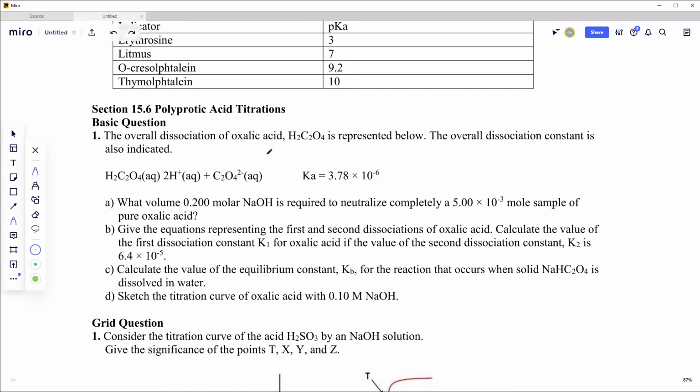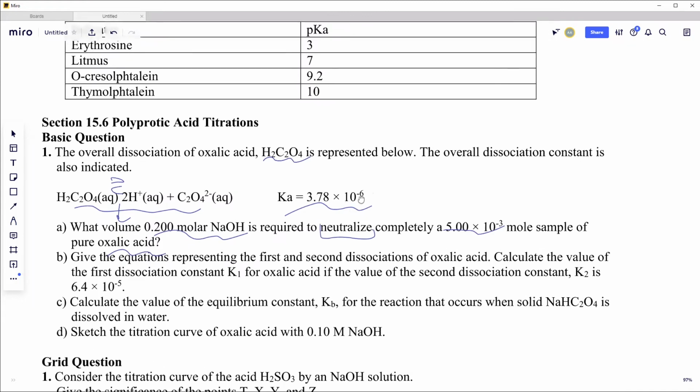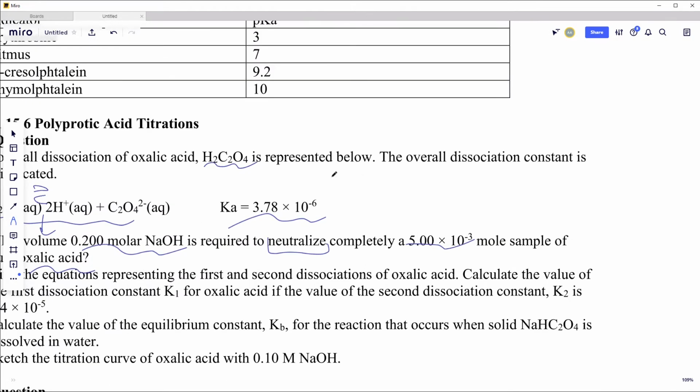Okay, so let's start. We are given the equation, the overall dissociation equation, with a double arrow over here. We're given Ka, the concentration of NaOH, and the number of moles of the oxalic acid. We're asked for the volume. We're told it's a full neutralization reaction, so the number of moles of H plus equals the number of moles of OH minus.